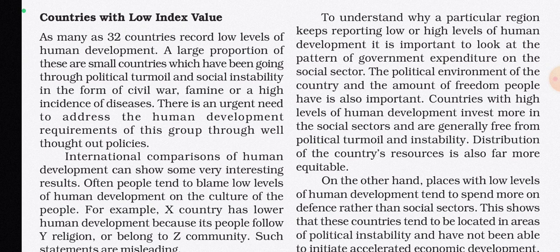Countries with high levels of human development invest more in the social sectors and are generally free from political turmoil and instability. Distribution of the country's resources is also far more equitable. On the other hand, places with low levels of human development tend to spend more on defense rather than social sectors. This shows that these countries tend to be located in areas of political instability and have not been able to initiate accelerated economic development.